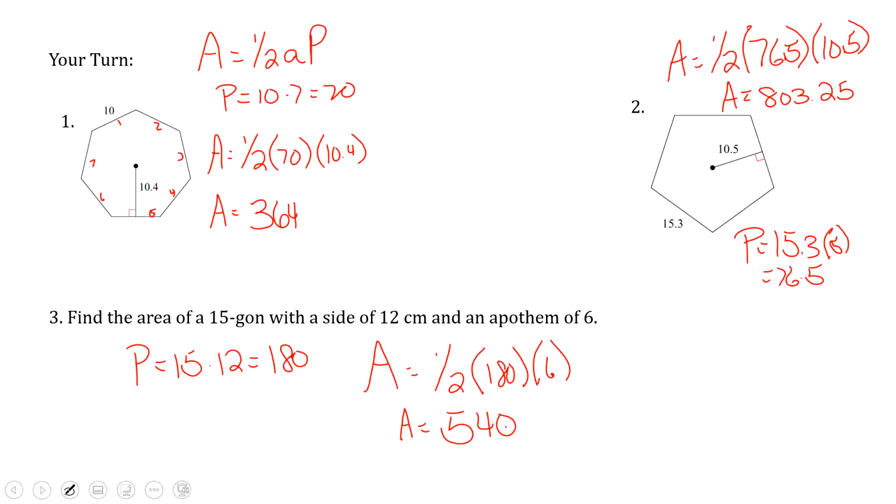Apothem on the first one, 1/2 A times P. P is there are 7 sides of my shape, so it's a heptagon. Times 10 gives me a perimeter of 70. My apothem was 10.4. Divide by 2 when I'm all done. Again, my area was 364.